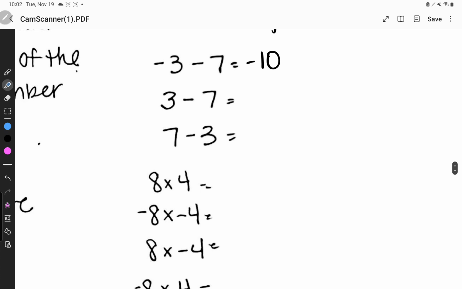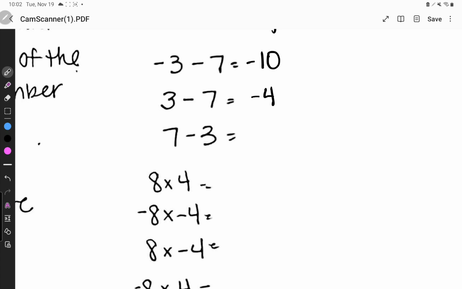Right here, I have a +3 and I have a -7. Different signs subtract. So I do 7 minus 3, which is 4, and I keep the sign of the bigger number. 7 is a negative because subtraction is a negative.